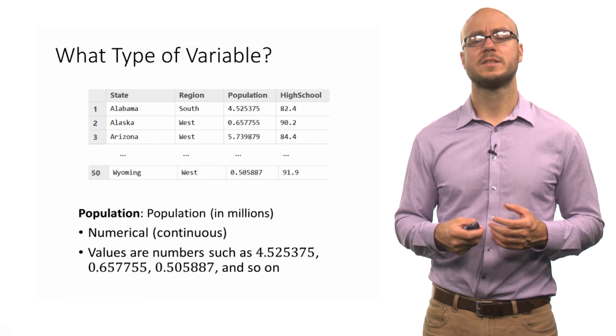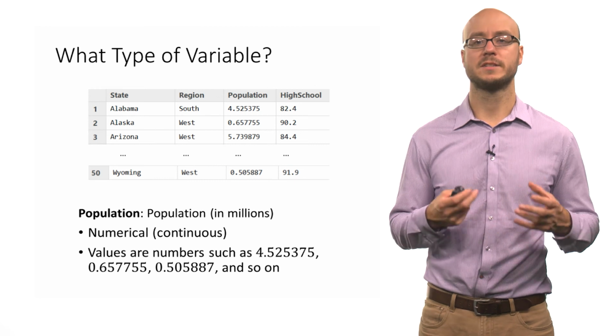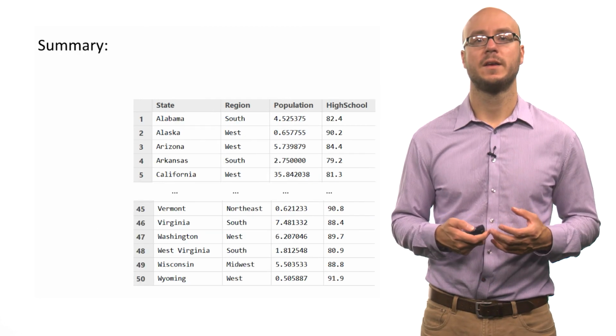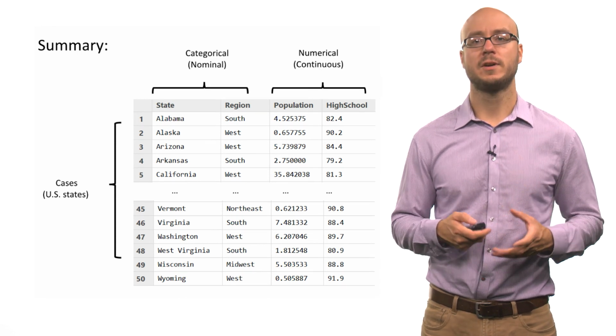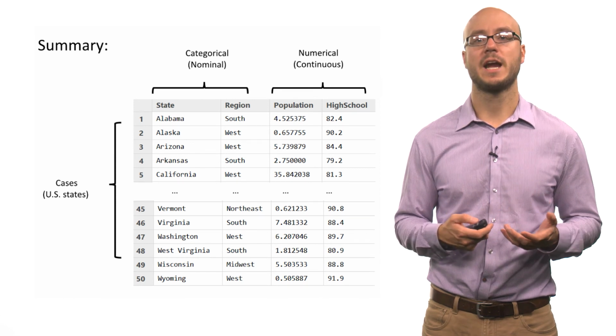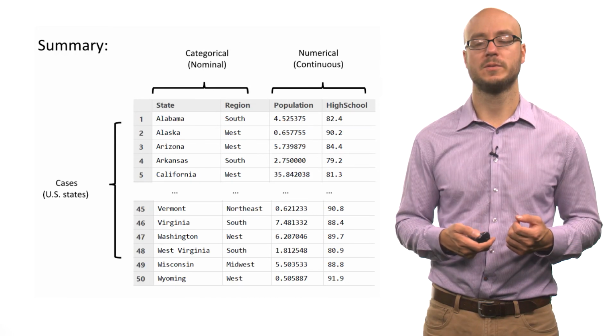And then let's look at this other variable, population in millions. This is also numerical, and it's continuous because it can take on decimal places as well. Let's look at our data set and just summarize. So we have 2 categorical variables and we have 2 numerical variables. Both of the categorical variables are nominal, and both of the numerical variables are continuous.